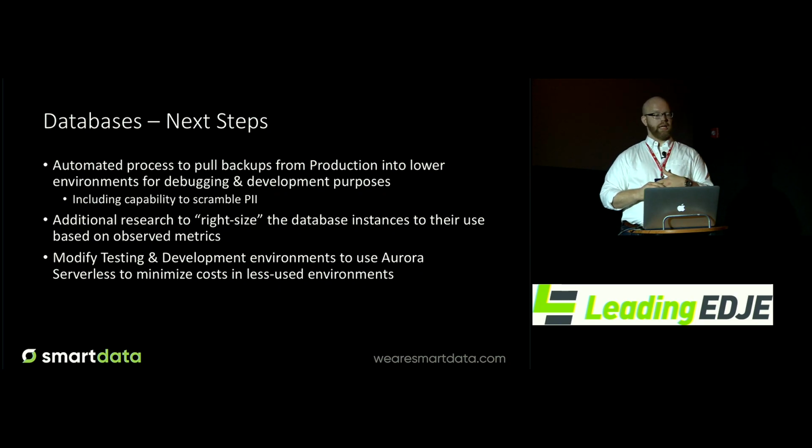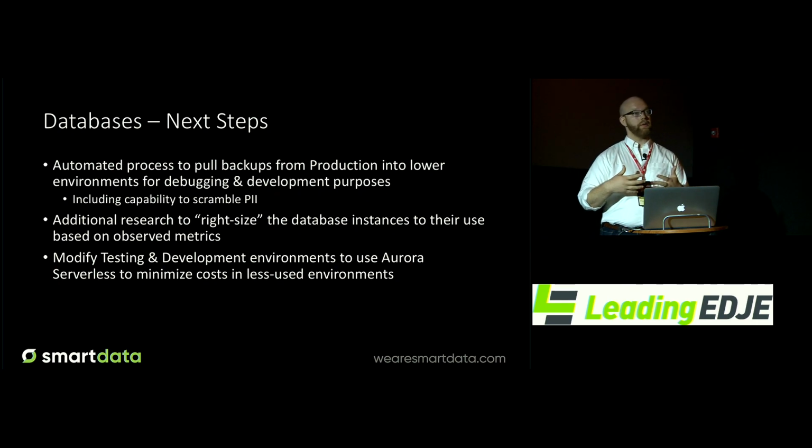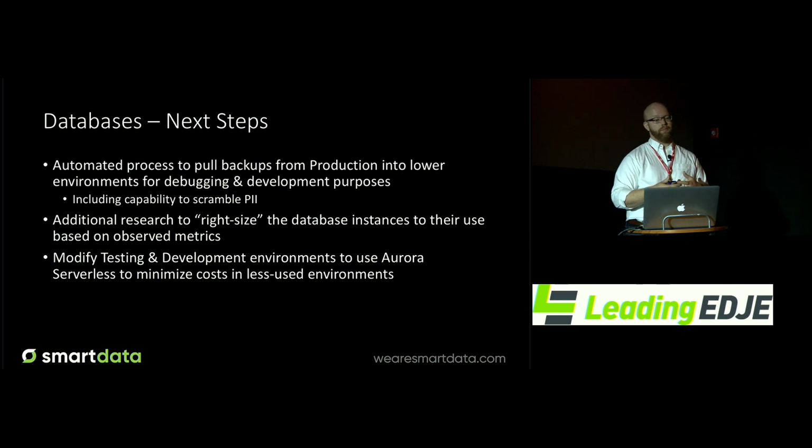Some of the things that we need to get done and that we recognize are still lacking in our system are an automated process to pull things from production into lower environments. We've started this, and there's some progress on it, but we do need to finish that out, make it a little bit more smooth, and make sure that we've included the ability to scramble that PII, making sure we're masking sensitive data when it comes down into a lower environment.